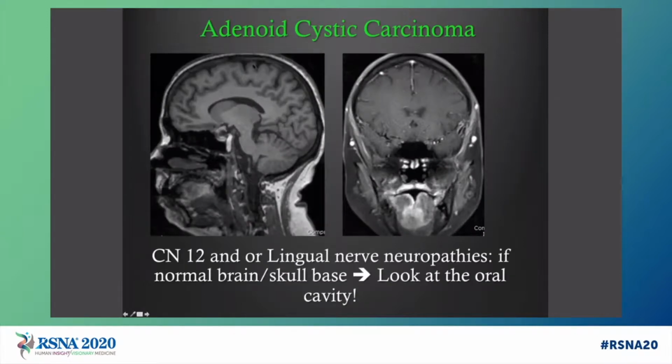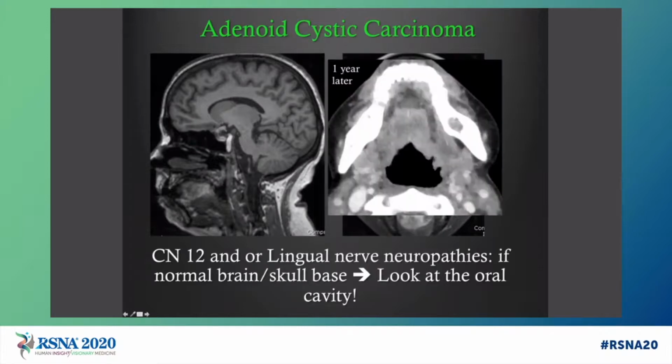In another patient, a different patient, this patient was imaged over the course of a year, always with brain imaging, because the patient presented with bilateral cranial nerve 12 neuropathies, and the brain was completely normal. But what we failed to realize, unfortunately, was that there was this mass obliterating the normal tongue architecture. We can see this on our sagittal T1 SPGR image extending through the tongue, and we see this on the coronal post-contrast images. Unfortunately, this was missed on brain imaging, and we see a year later that we have this large enhancing mass extending through the base of tongue and into the oral tongue. This is a patient with adenoid cystic carcinoma.